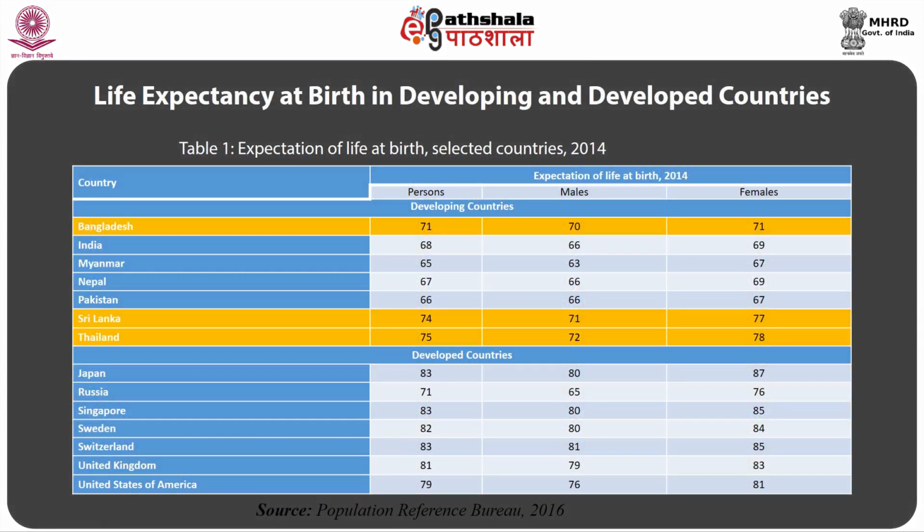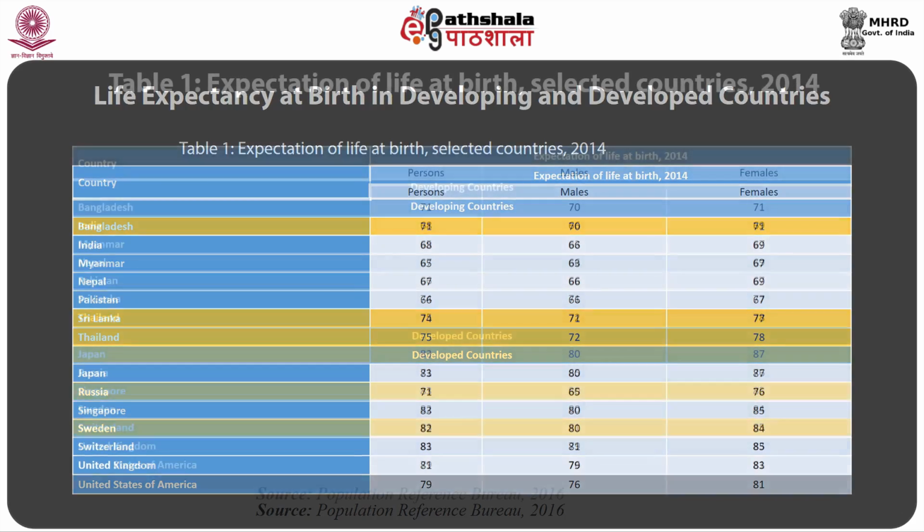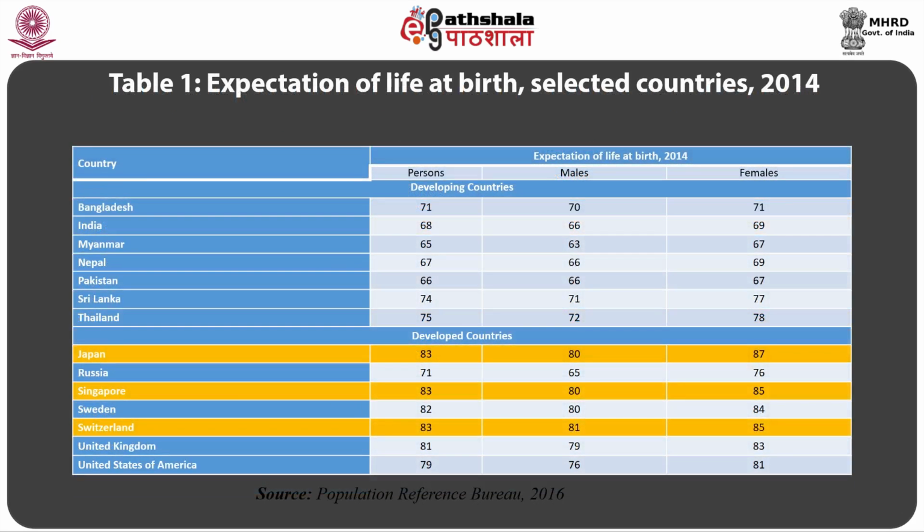Let us discuss life expectancy at birth, its levels in developing and developed countries. In developing countries, except Bangladesh, Thailand and Sri Lanka, other countries have a life expectancy at birth of less than 70 years. While for most of the developed nations, the life expectancy was more than 80 years. Japan, Singapore and Switzerland had the highest life expectancy of 83 years for all their populations.